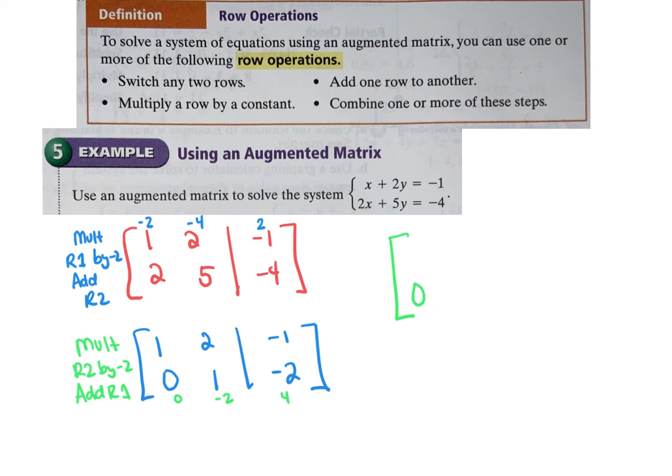So this means my bottom row stays the same. And I'm going to add these numbers to my top row. So 0 and 1 is 1. Negative 2 and 2 is 0. 4 and negative 1 is 3. And I'm done. My answer is 3, negative 2.